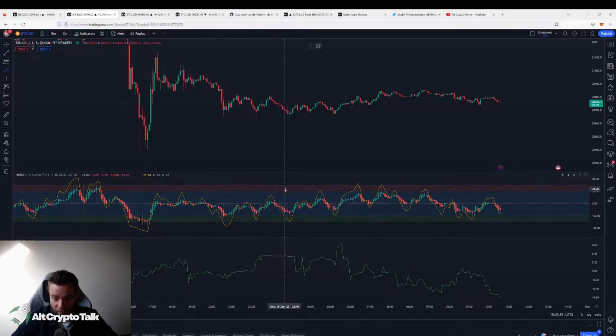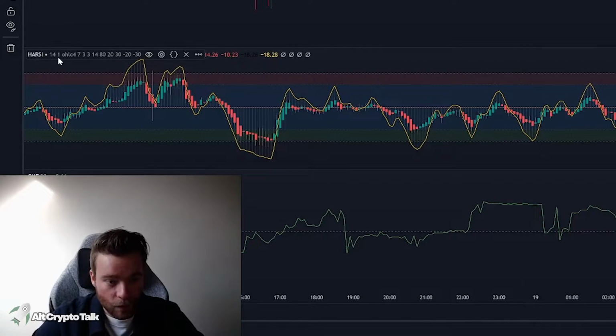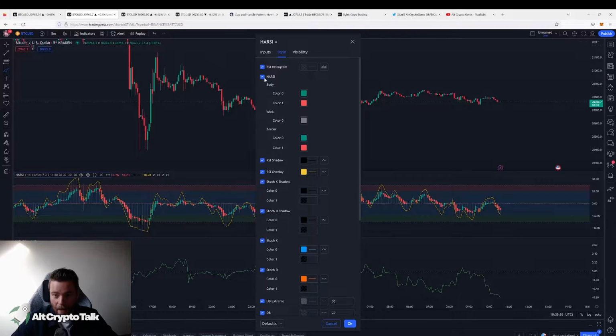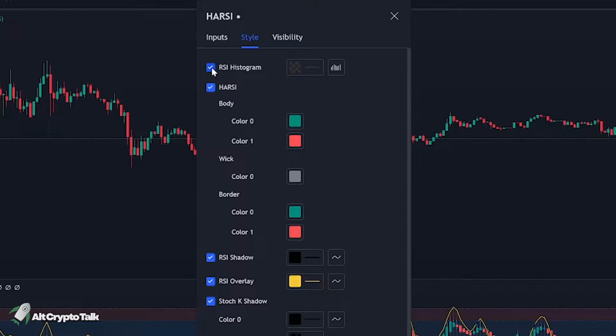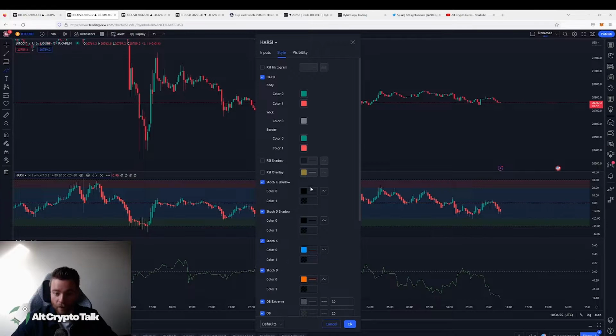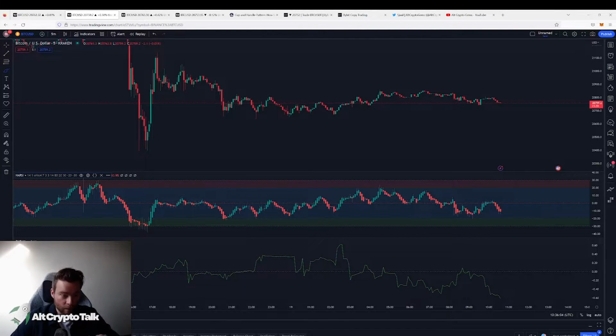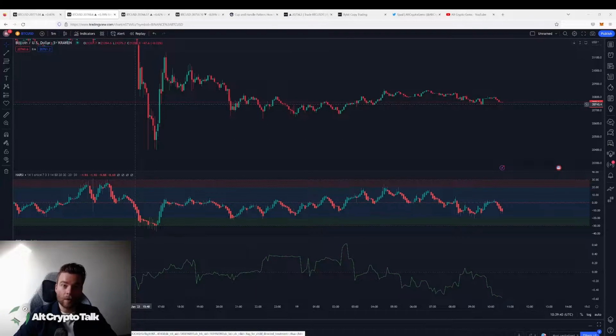Now, how can we make it a bit more clear? Go to the settings of the Heiken Ashi one and deselect the RSI histogram, the RSI shadow, and the RSI overlay. For the rest, you can leave it all default and we'll be good to go. So when are we going to open or close a trade? I'll be showing you examples later on in this video, but just to show you first when to open a long or short position. So this is an example of opening a long position.